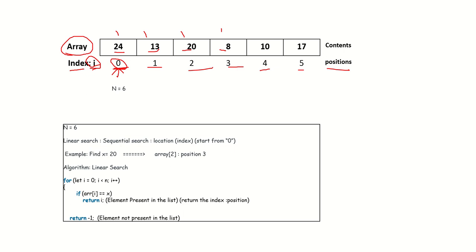For example, if I'm requested to find x which is equal to 20, which is array[2], not array[3], it is at position 3, but the index is equal to 2. This is how we deal with the position and the array itself.